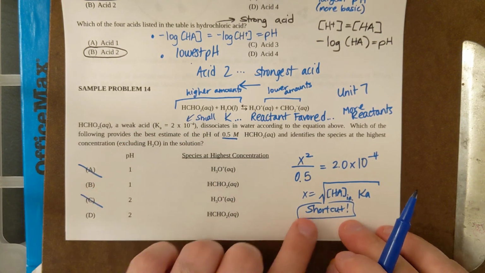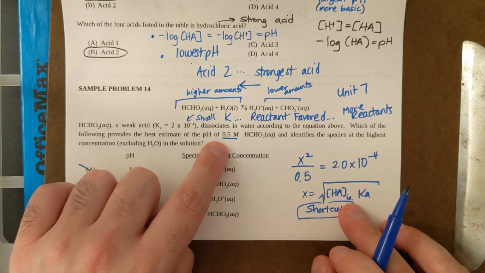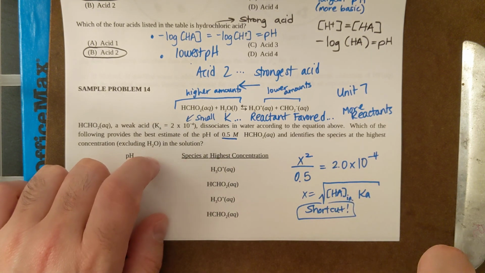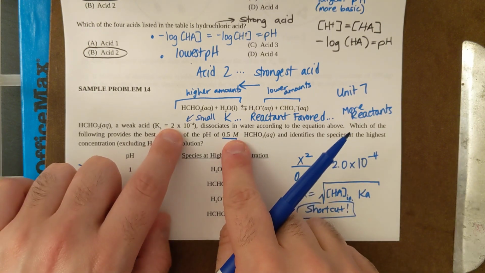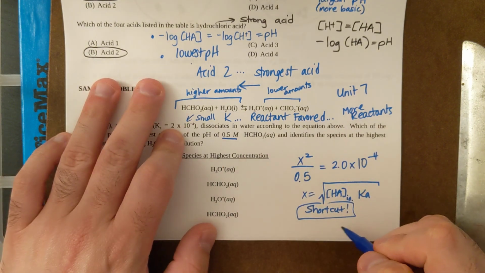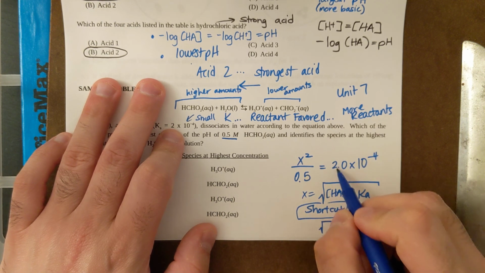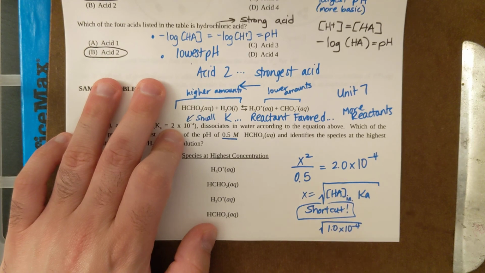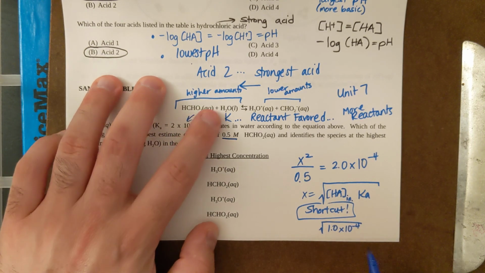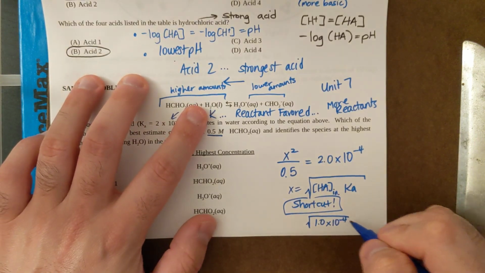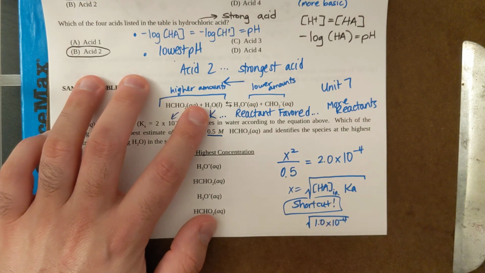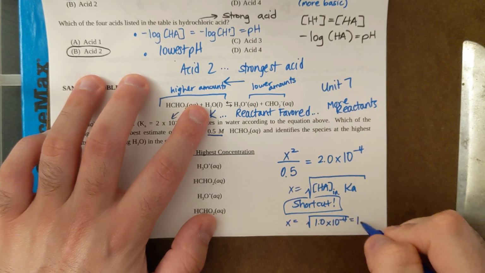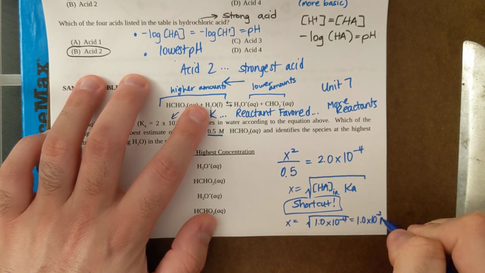So HA, initial concentration is 0.5 times 2, and I'm going to do this without a calculator because it's a multiple choice question. So 0.5 times 2 times 10 to the minus 4th is basically, 0.5 times 2 is half of that, 1.0 times 10 to the minus fourth. And if I take the square root of that, you're taking the square root, you're kind of halving the exponent. So the square root of that is actually going to be 1.0 times 10 to the minus second molar.